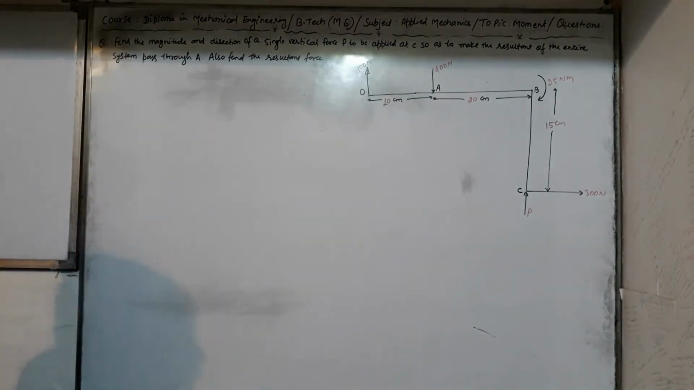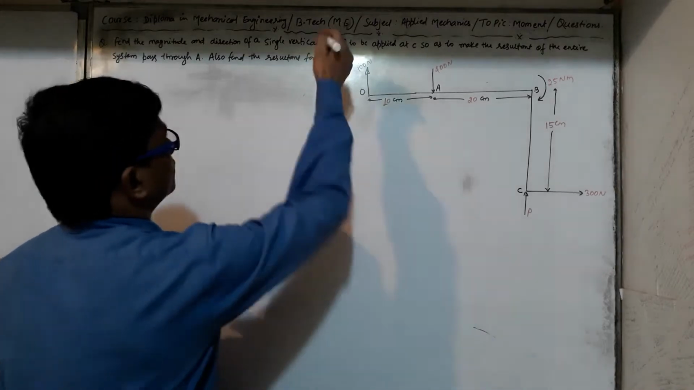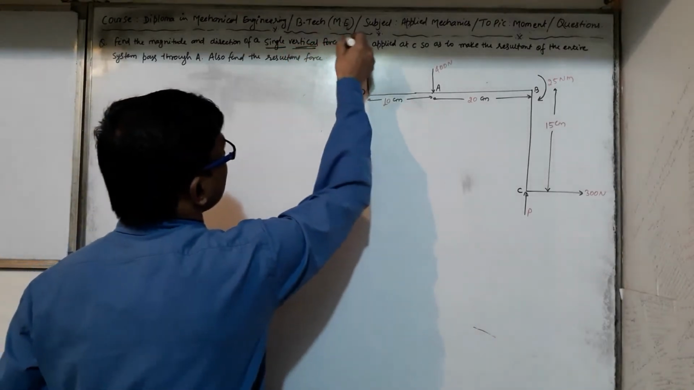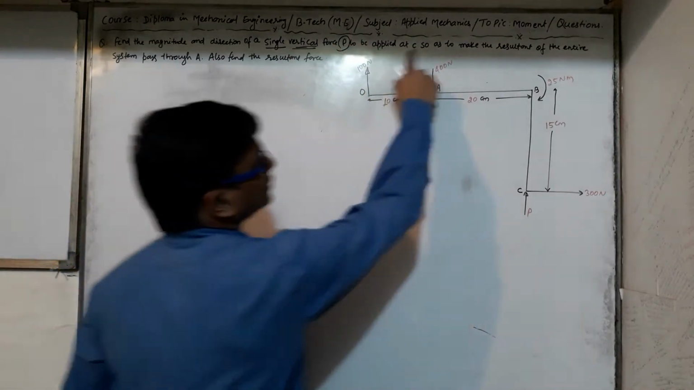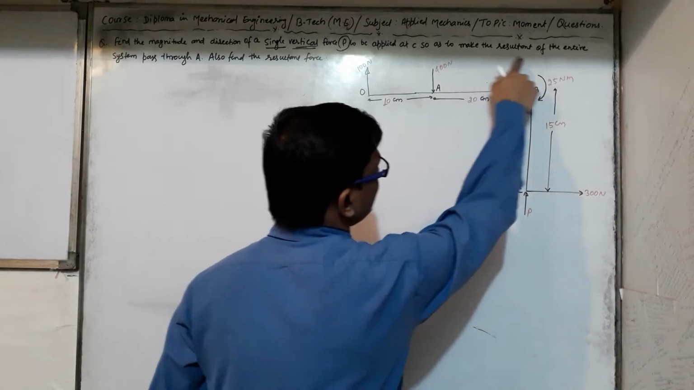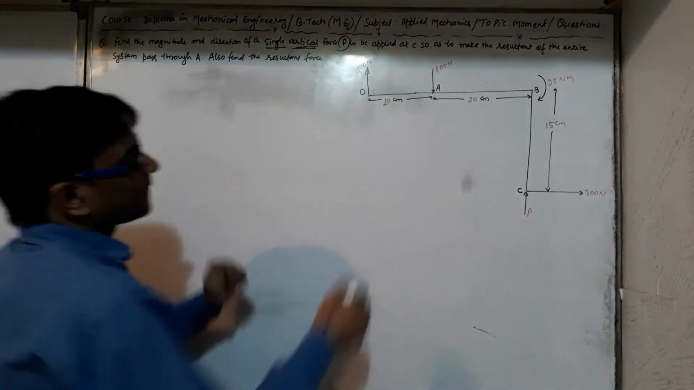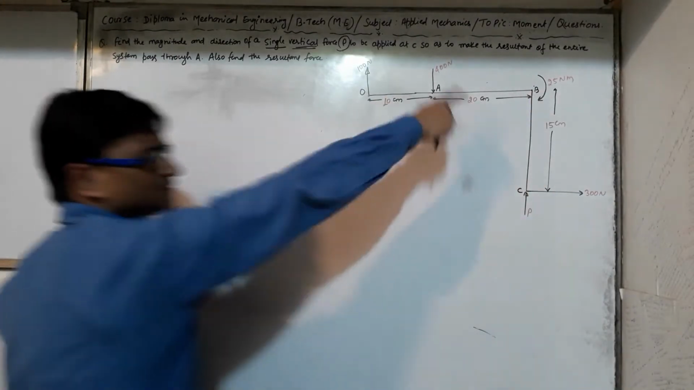The question says, find the magnitude and direction of a single vertical force P to be applied at point C as shown in the figure, so as to make the resultant of the entire system pass through A. Now, OABC is a system.